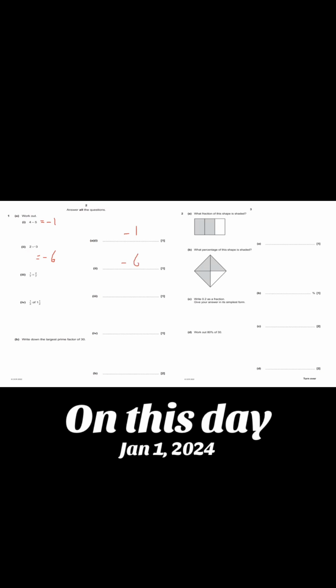Part 1: 1/7 plus 2/7. Same denominator, so I'm just going to add the numerators. 1 plus 2 is going to be 3, so the answer is 3/7.